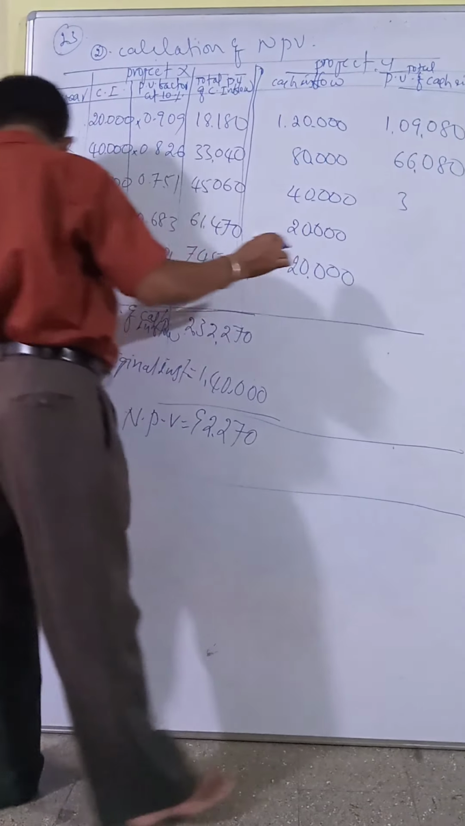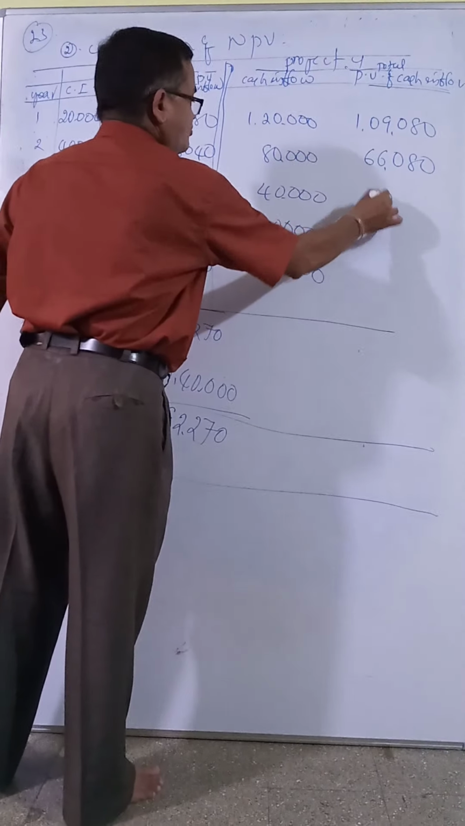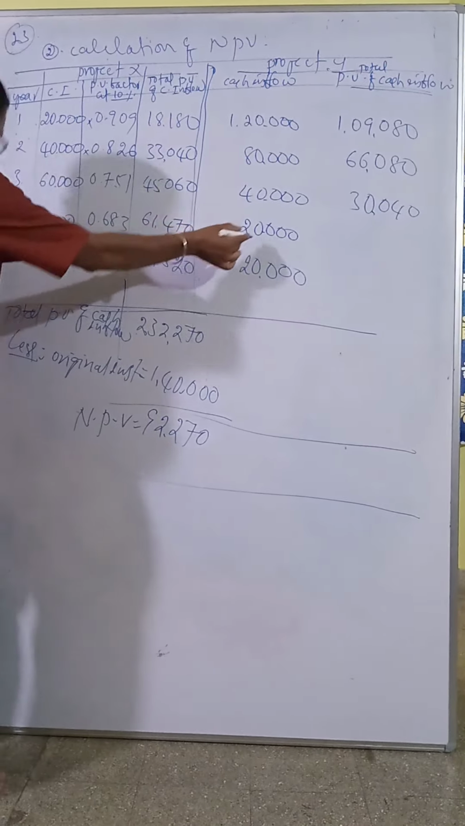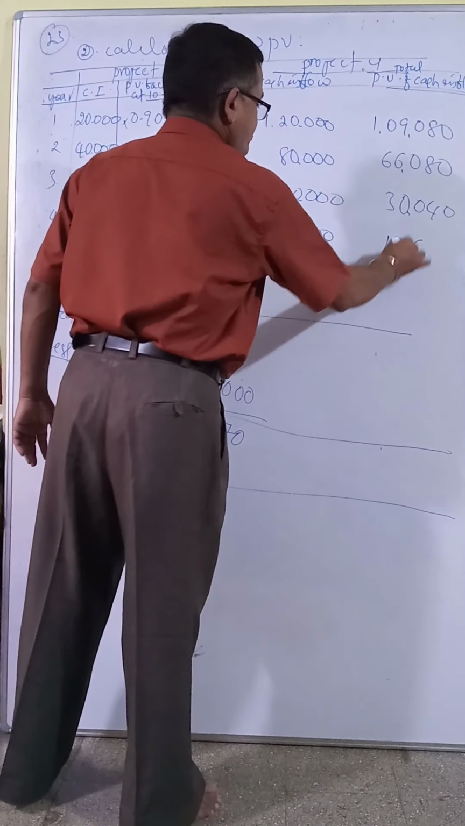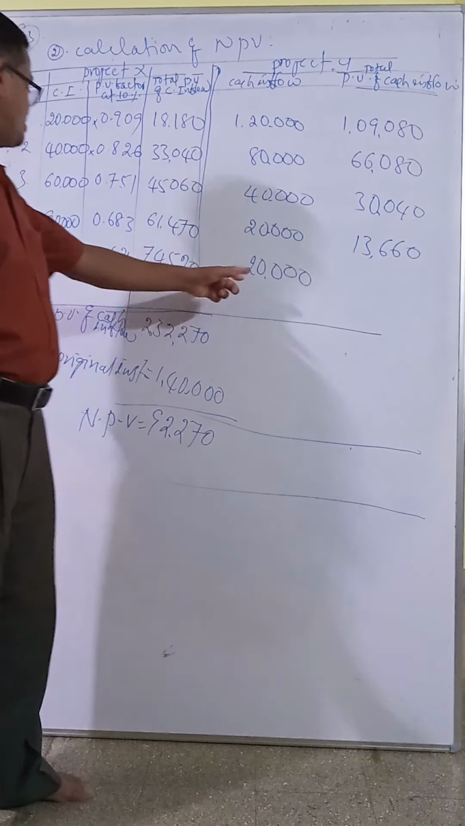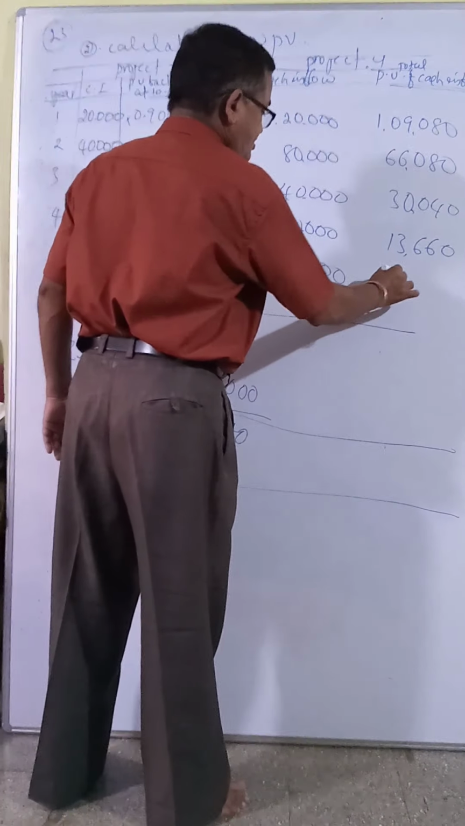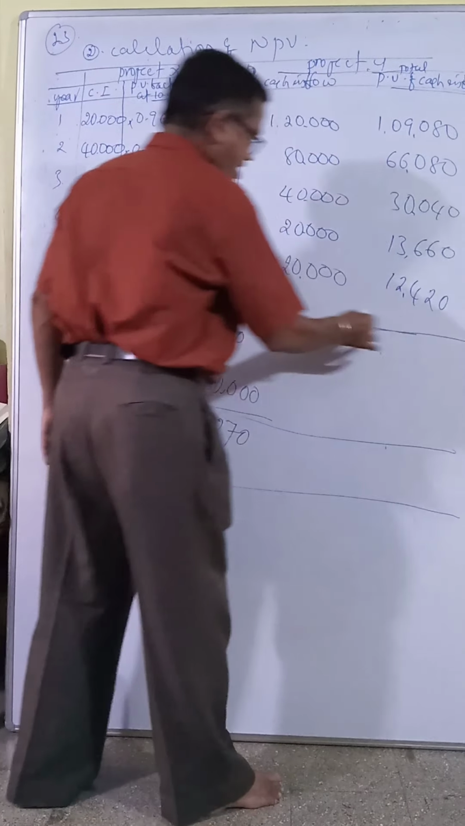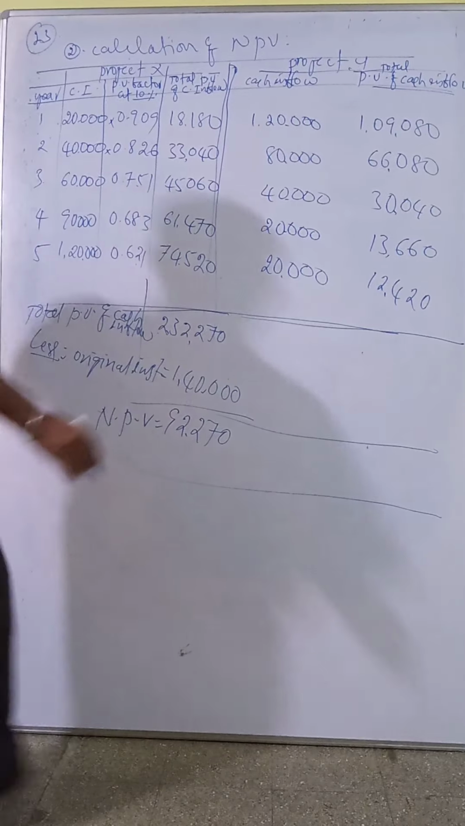Then this into this, 30,040. This into this, 13,660. This into this, 12,420. Now add the last column. Total present value of cash inflow is 2,31,280.